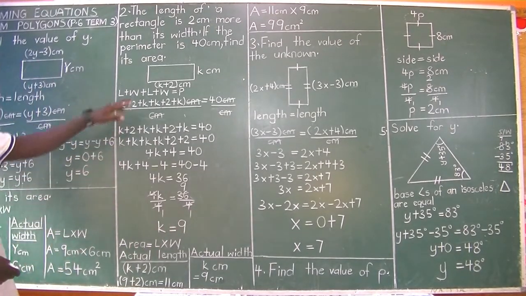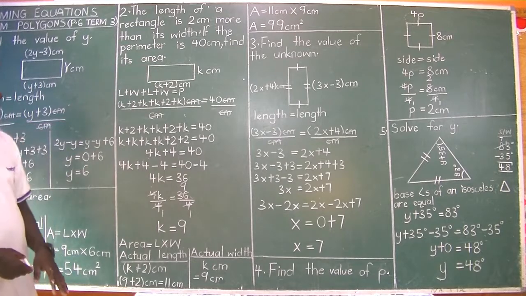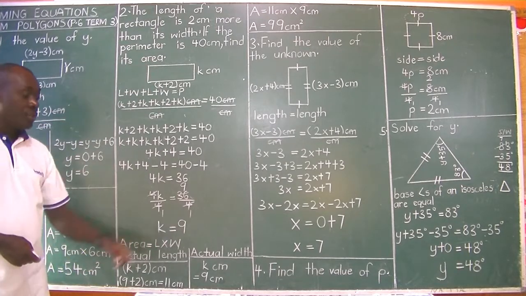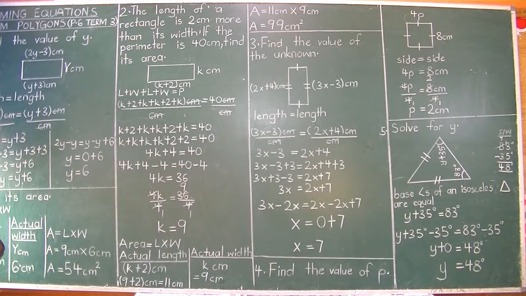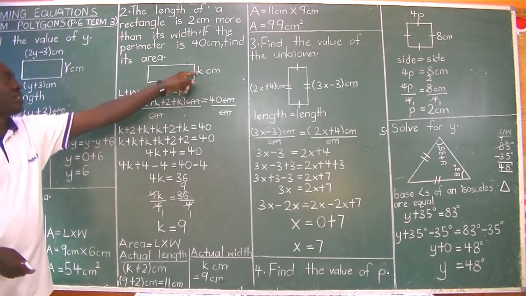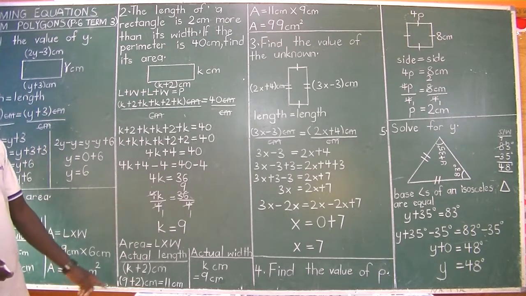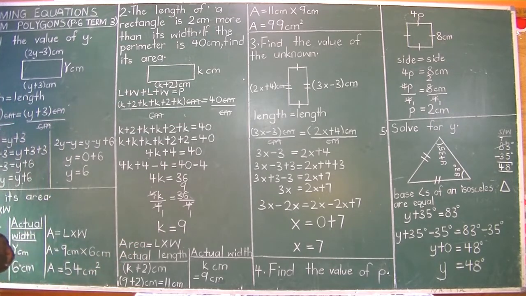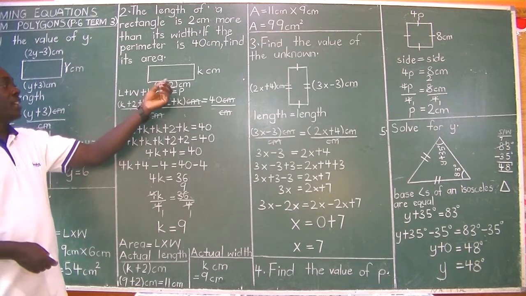But remember the question asks us to find the area. So we have found the K value to be 9. Now we know area is length times width. The length and width are still unknown, only that we are fortunate enough to know the value of K. Now we can get the actual length and width.